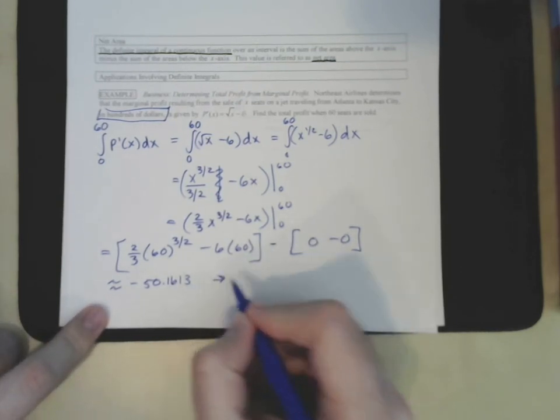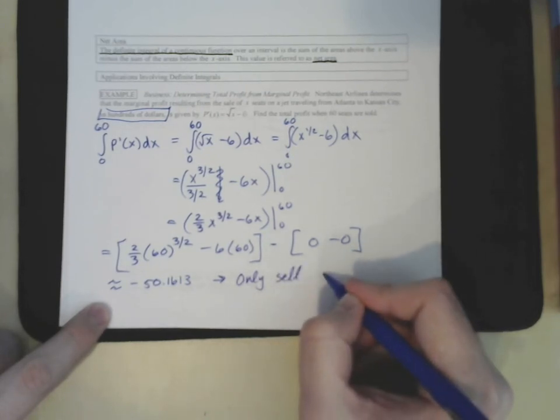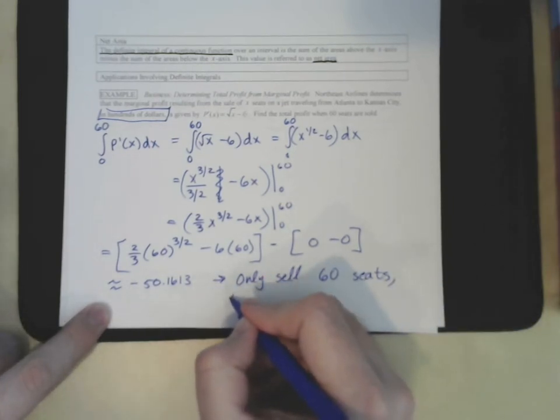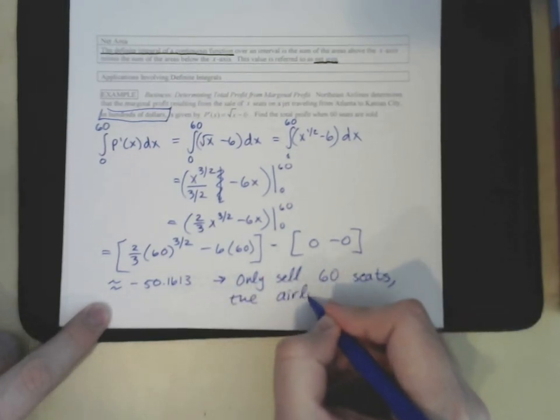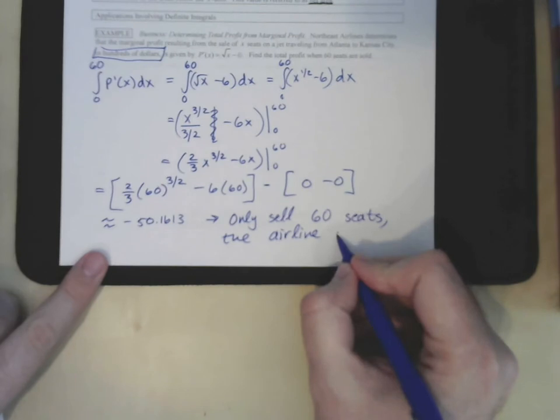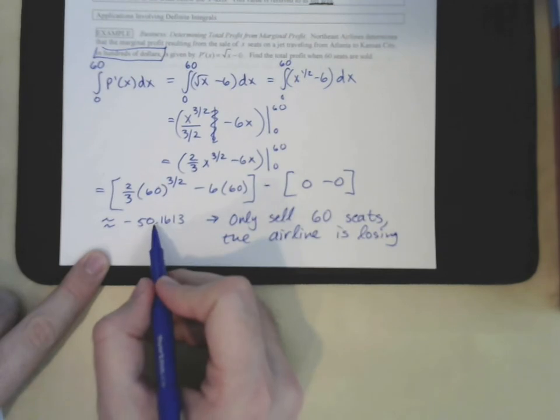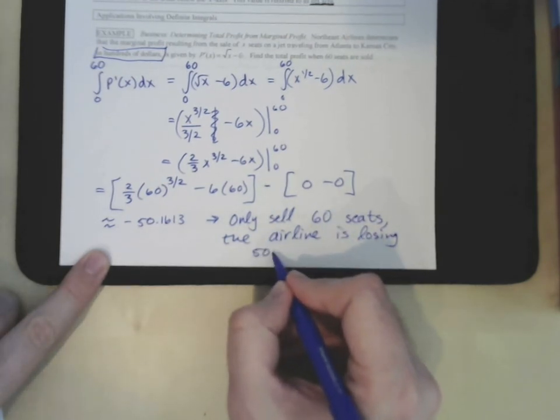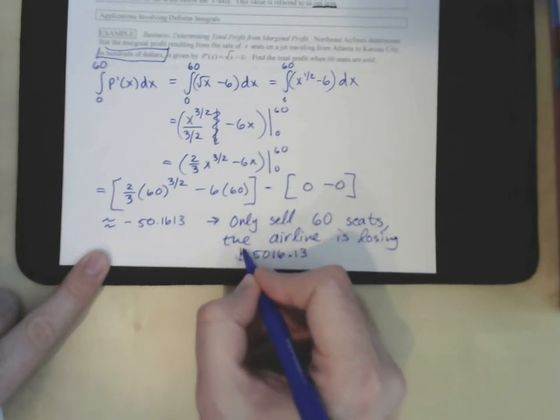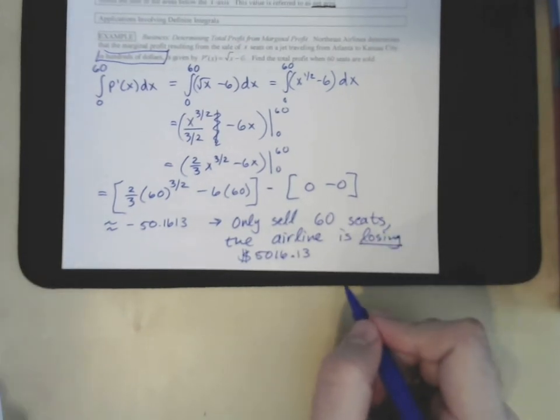And so this means that when we only sell 60 seats, the airline is losing, it's hundreds, so multiply by 100, 5,016.13, and this is dollars. And they're losing that.